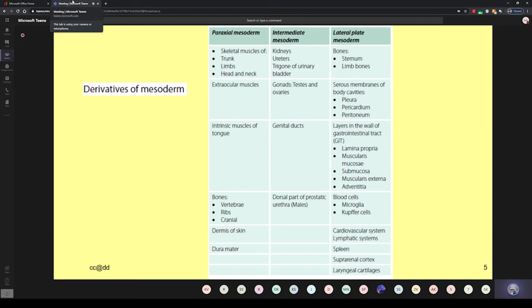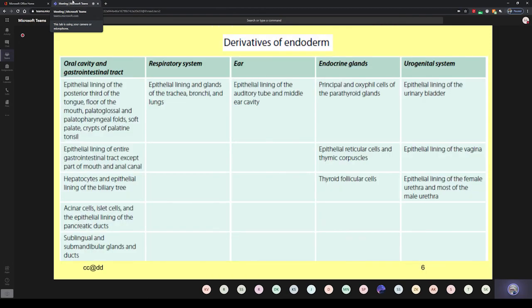So derivatives of mesoderm. I'll be sending these slides across to you also. So you can just have a look. This will be a complete summary of what we have been discussing. So take home message. Ectoderm, skin, sensory system, brain.